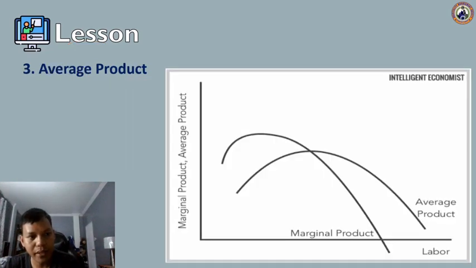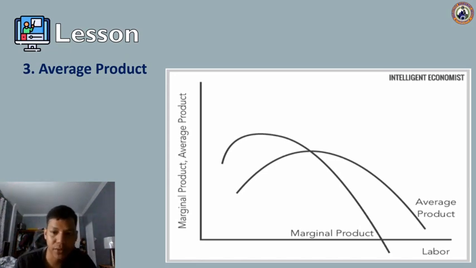Now let's proceed to the average product. Again, the definition of average product is the average contribution per unit of input. Take note that if the marginal product is greater than the average product, then the average product will rise. If the marginal product is less than the average product, then the average product will drop as well. If the marginal product is equal to the average product, then the average product will be at its maximum.